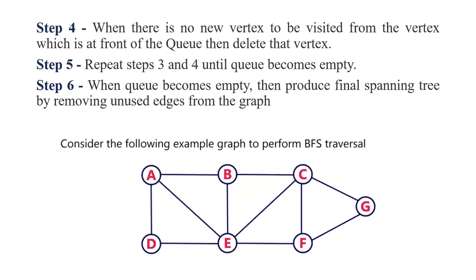When there is no new vertex to be visited from the vertex which is at the front of the queue, then delete that vertex. Repeat steps 3 and 4 until the queue becomes empty. When the queue becomes empty, produce the final spanning tree by removing unused edges from the graph. Now let us consider the following example graph to perform the BFS traversal.